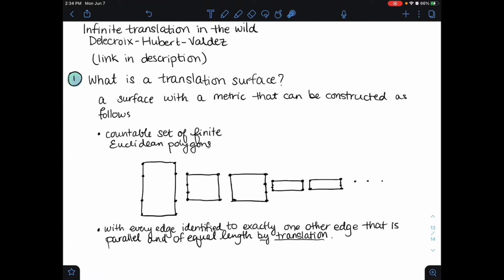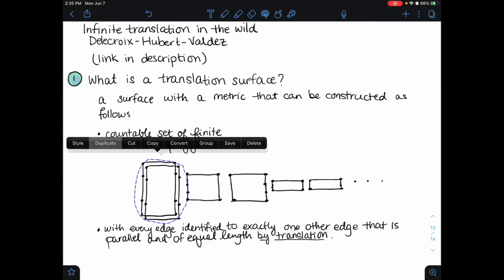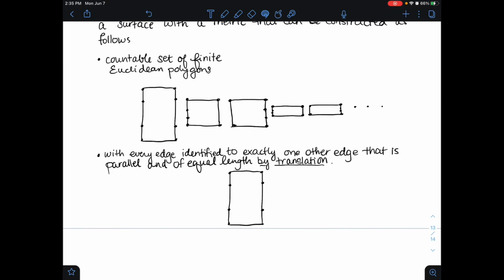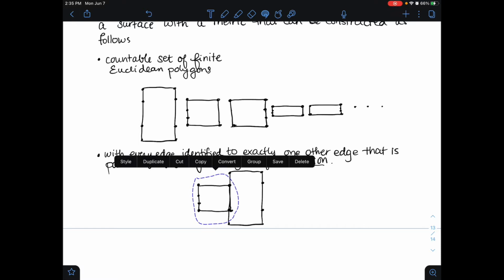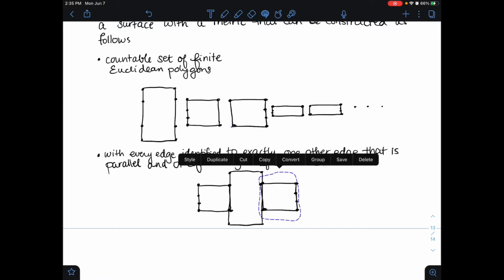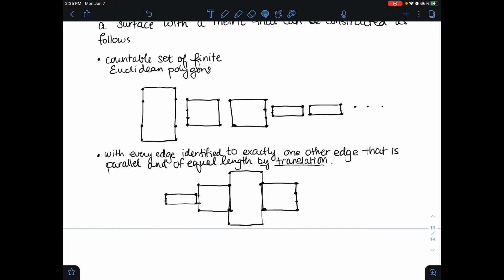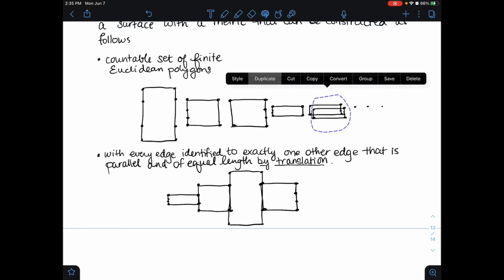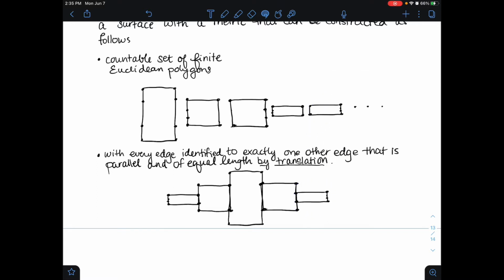And we're going to glue these together. So every edge is identified to exactly one other edge that is parallel and of equal length and identified by translation. So here's what I mean by that. I'm going to start gluing these together by translation. See, I'm attaching edges that are equal length, parallel, and you can see that as I'm gluing, all I'm doing is translating the polygons. I'm never rotating or doing any other type of transformation to glue them. Okay, and this continues like this for the countably infinitely many polygons.